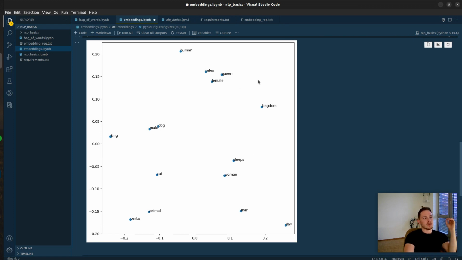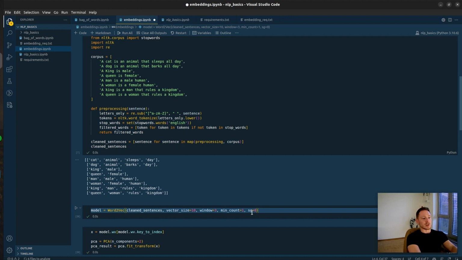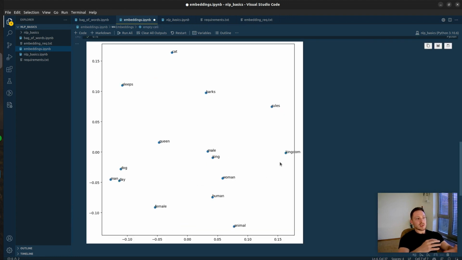Okay, some things do make sense. Queen and female are near each other. Male and king, woman and man are somewhat similar. And animal and barking. Cat is also near an animal. Okay, let's increase the vector size. It somewhat makes sense. Of course, it's not a perfect representation.